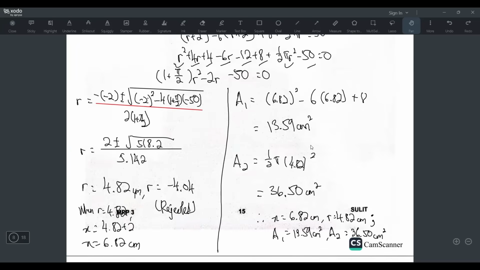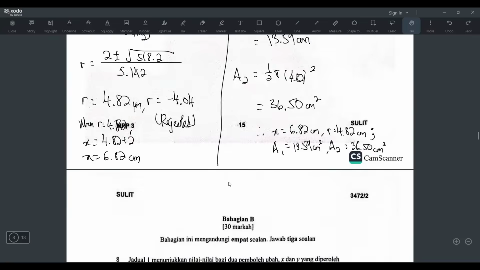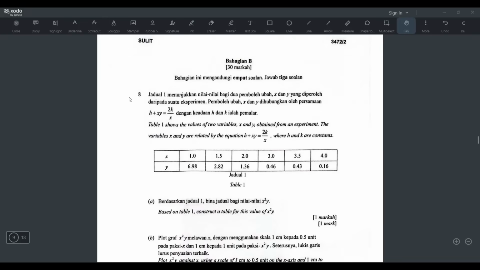Okay, so let's continue. All right, let's do Section B number 8. So this is a linear law question from Form 4 chapter 6. Table 1 shows the values of two variables x and y obtained from an experiment. Okay, this is not important. The variables x and y are related by the equation h plus xy equals 2k over x, where h and k are constants. Everything here is not important. Only the equation is important.